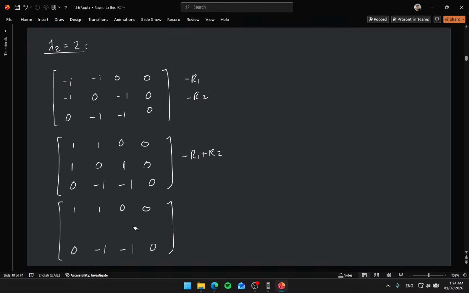So negative 1 times 1 plus 1 is 0. Negative 1 times 1 plus 0 is negative 1. And negative 1 times 0 plus 1 is 1. And 0.